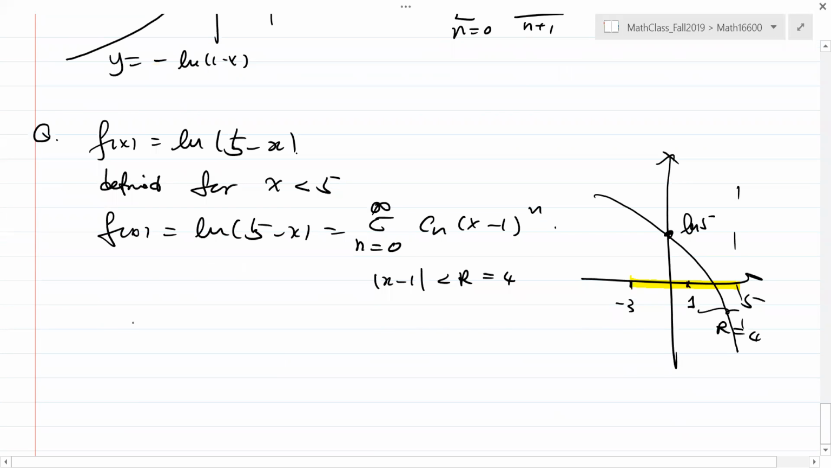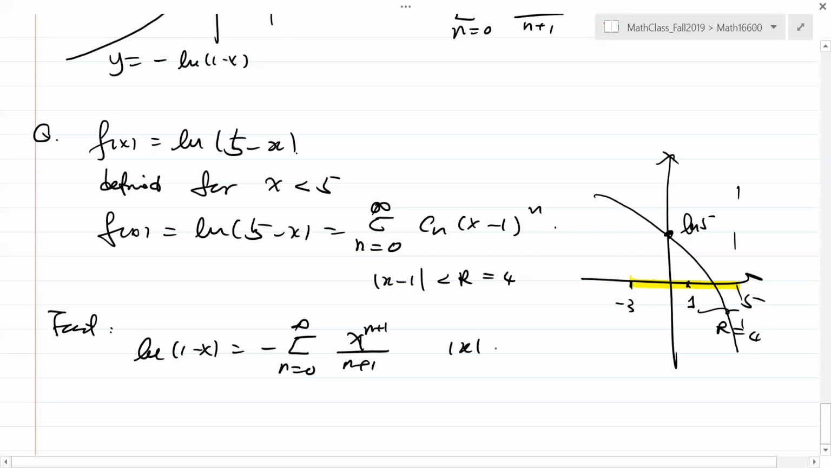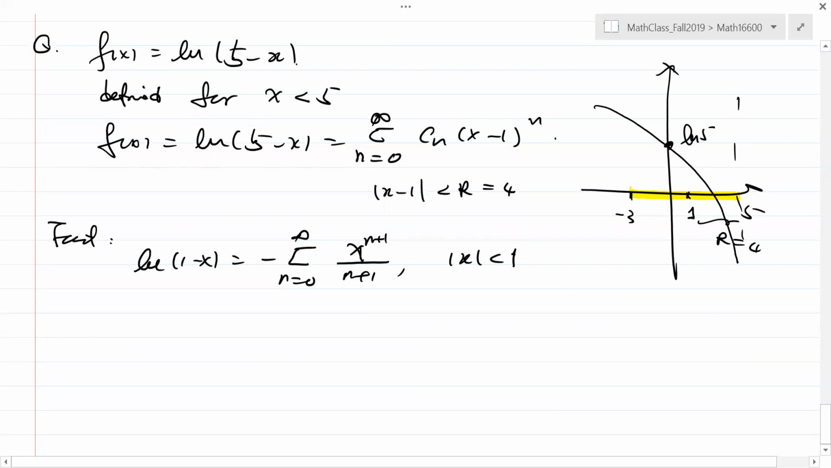Here's a fact we already have. Natural log of 1 minus x is negative the sum, n starts from 0, of x to the n plus 1 over n plus 1, as long as absolute x is less than 1. So I'm going to express 5 minus x in that form. But I have to expand it around 1, not around 0. So I'm going to let u be x minus 1. How about like that?